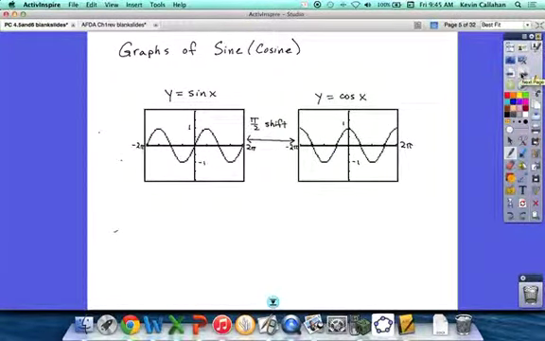So first, the graphs of sine and cosine. They are a pi over 2 shift of each other. I mean, you can see that the maximum on the sine graph is at pi over 2. The maximum on the cosine graph is at 0. So that is, you know, exactly a pi over 2 difference of each other. Other than that, same graph.